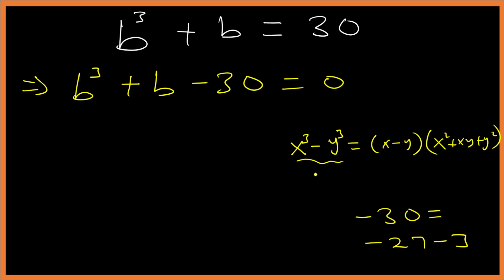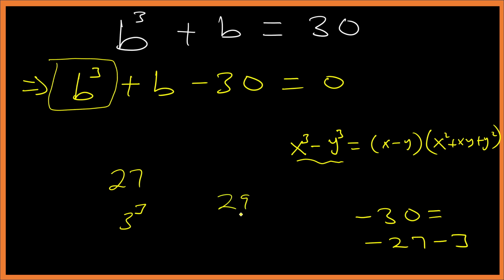Now, remember we want to express this one as difference of cubes. We have b cube here, okay? So we want to pick a number that will give us a number multiplying itself 3 times. For instance, if I pick this, it will be 27, so this 27 will be 3 to the power 3. Now if I pick 29, minus 29 minus 1, this 29 here, I won't get any number that will be expressed in this form. So we are picking 27.